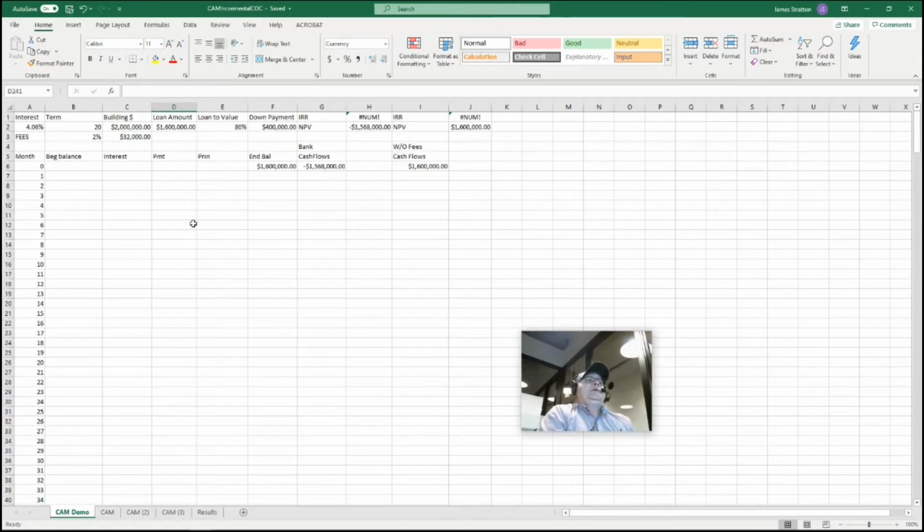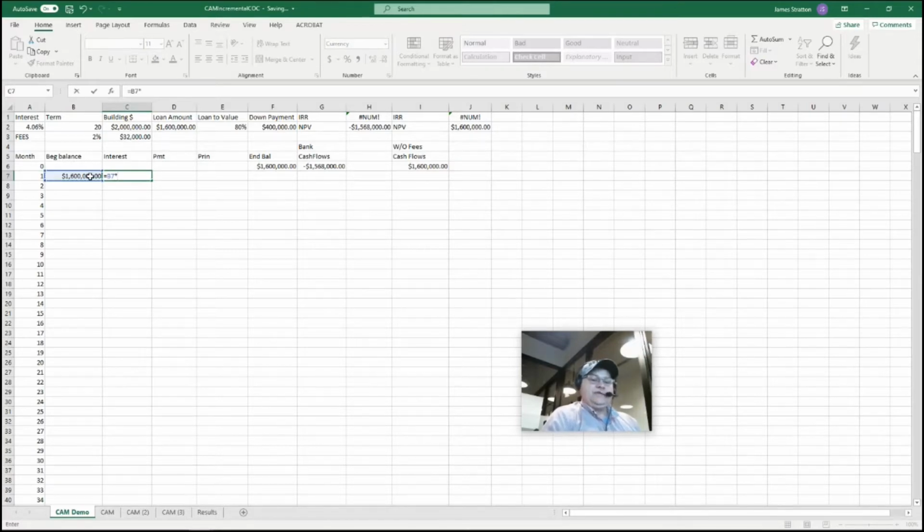Let's go back up to our very top. In our beginning balance, we're going to pick up our ending balance up here. And then we're going to look at our interest. In our interest, it's going to be B7, which is this one right here, times our interest rate, which is right here. Now we want to freeze this so it doesn't adjust with our calculations as we go forward.